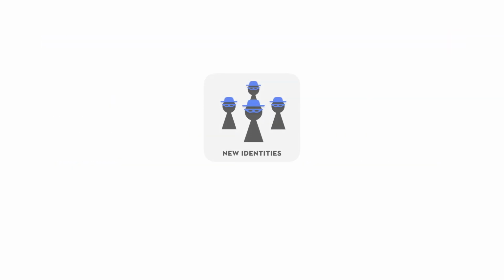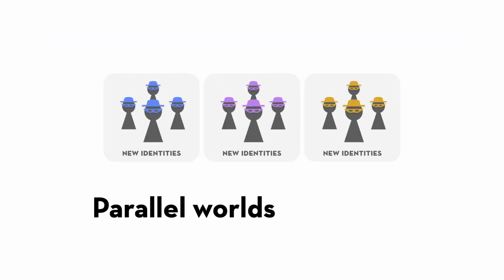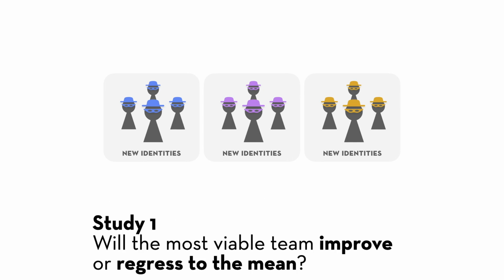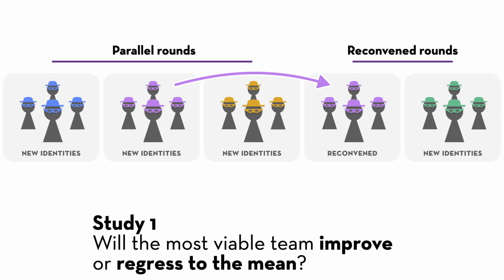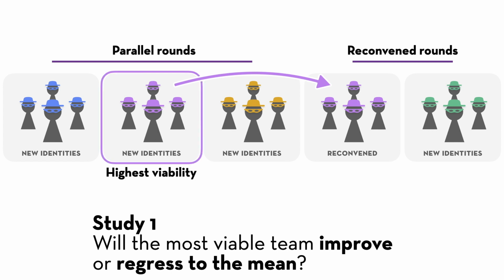With this, we can create new identities, but we can also do it repeatedly, creating parallel worlds. These are independent teams with new team dynamics, but all with the same individuals creating the team. With this system, we can ask a question like, will the most viable team improve or regress to the mean? To answer this, we'll reconvene teams, that is, reestablish an earlier identity. And what we'll do is start off with several parallel rounds that have new identities each time, and then we'll reconvene one of those rounds, in particular the one that had the highest viability from that first set.